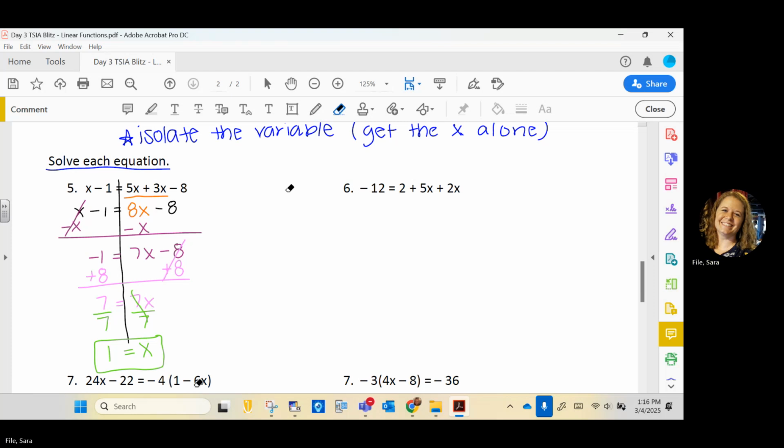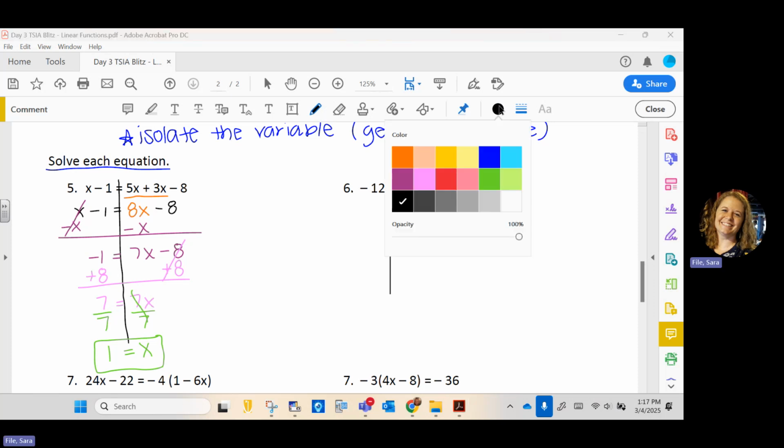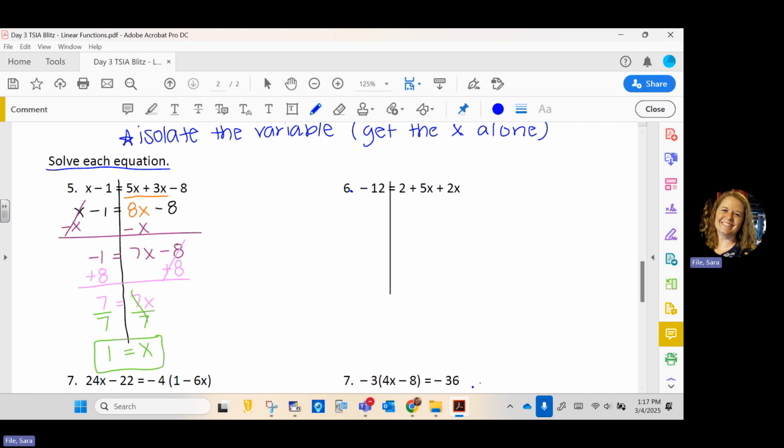Okay. All right, on number 6, if I separate the left and right side of this equation, on the left side, there's nothing to simplify. On the right side, I can combine this into a 7x. 5x plus 2x is 7x. Okay, the rest of this stays the same.